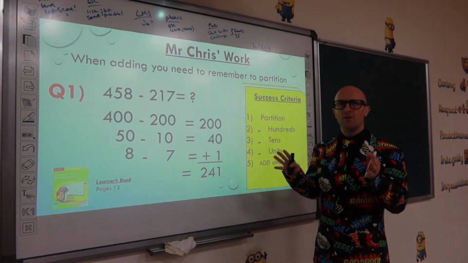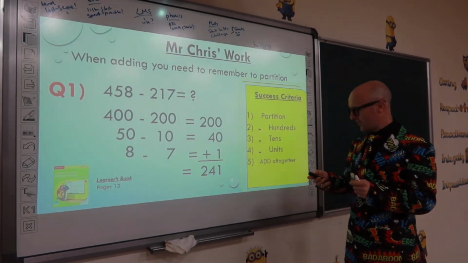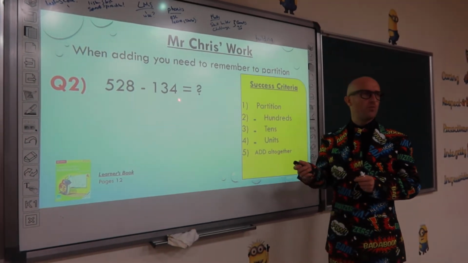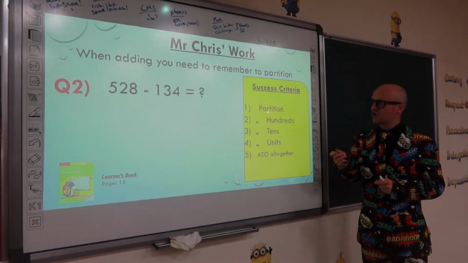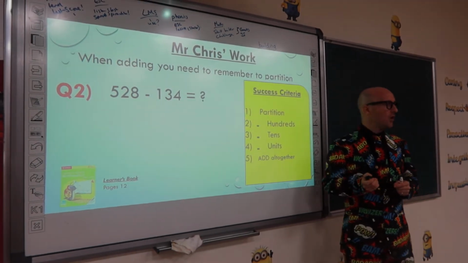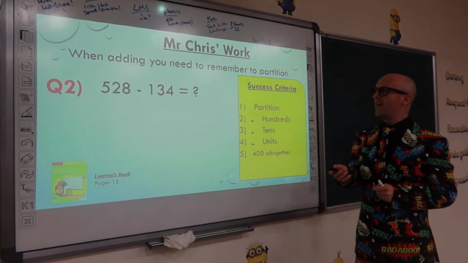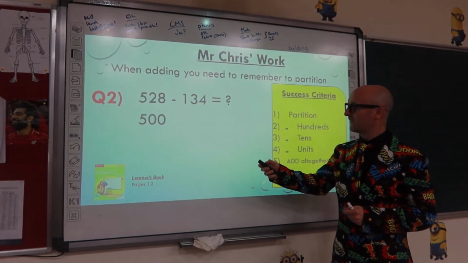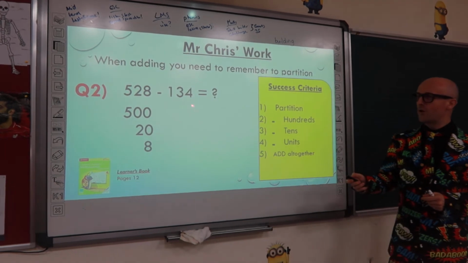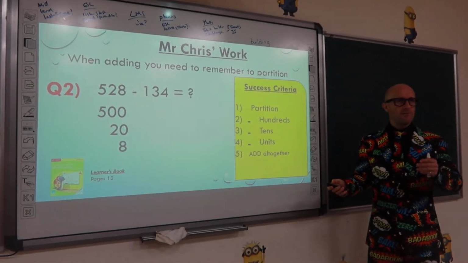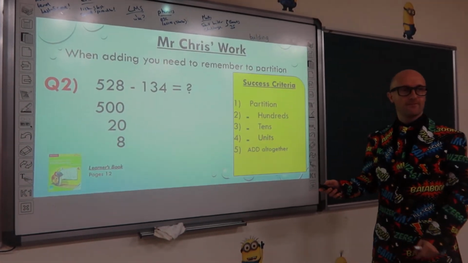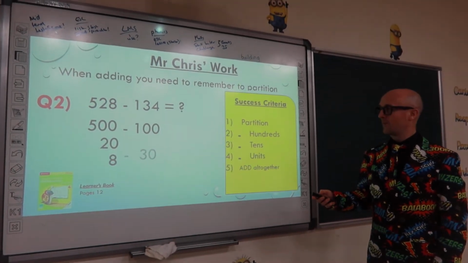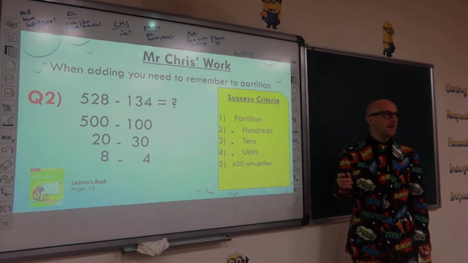So that is a very simple question, but Mr. Chris wants to show more difficult ones. So that's what we're going to do. Now, this time we've got 528 minus 134. We need to partition the numbers first, so let's do that first. What is 528 partitioned? 528. Kapow. Who can tell me 134 partitioned? 134. Right, excellent.